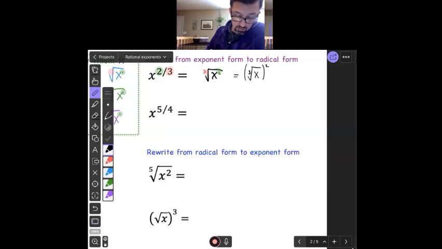So I'll look at the next one, x to the 5/4. I need a radical. I need an x. And I say, hey, what's my index? Where do I find my index? My index is always my denominator. So my index is a 4, so that's a 4th root. Now I need my power. Where's that? The numerator goes on the 5, or it goes on the x there. So we've got the 4th root of x to the 5th.